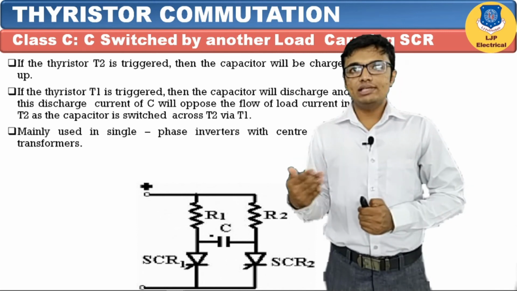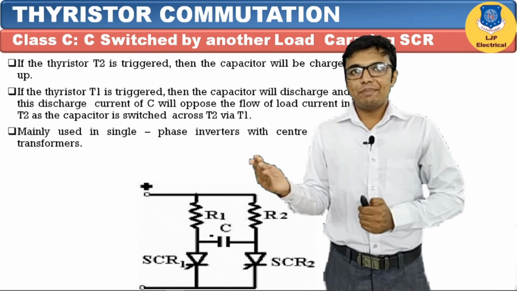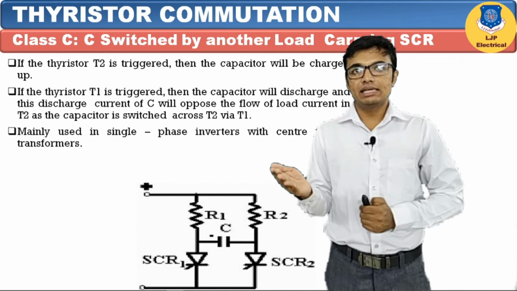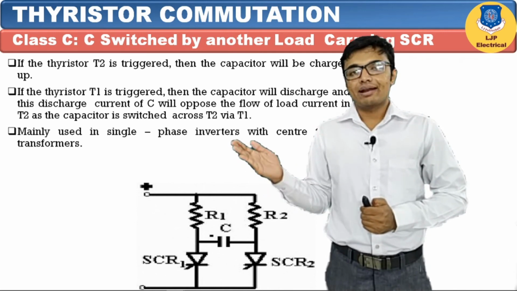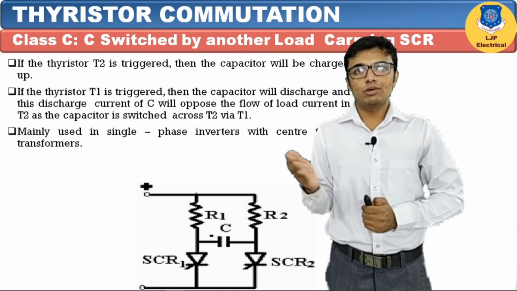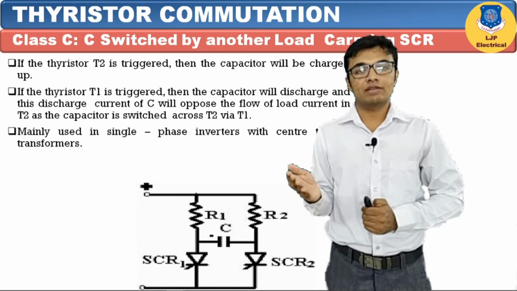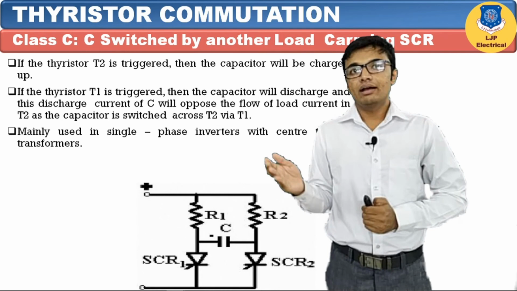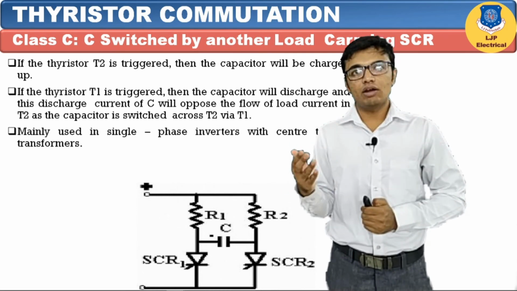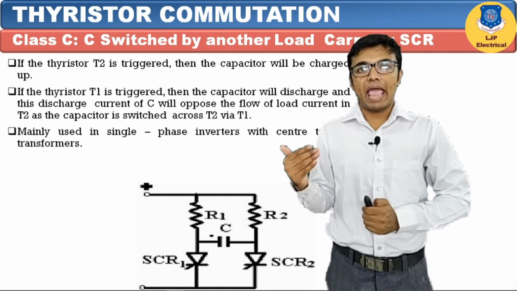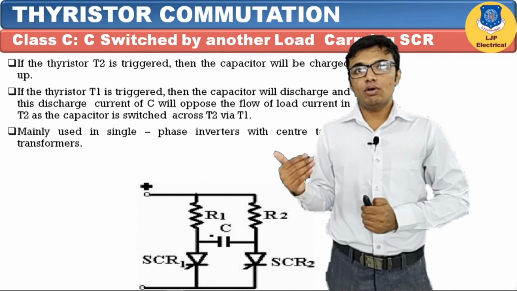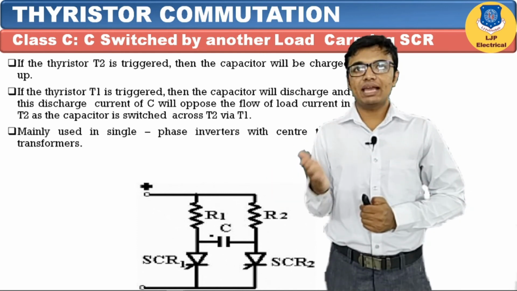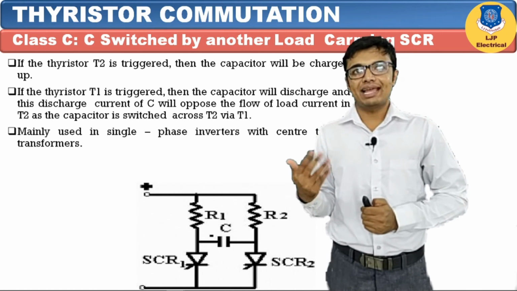When SCR2 is on, this capacitor is going to charge in the reverse direction, and it will charge through R1. So the right side of this capacitor will be positive and the left side will be negative, and after some duration it will turn off SCR2, because the anode of SCR2 will be connected with the negative of this capacitor. This way we can achieve commutation by using a complementary SCR.